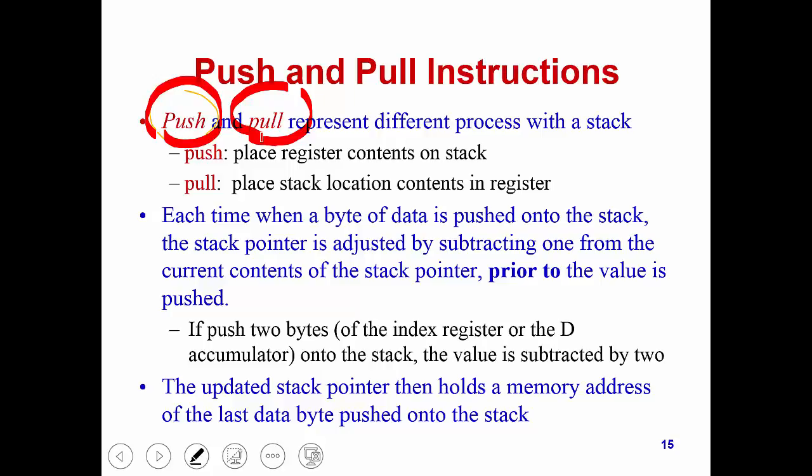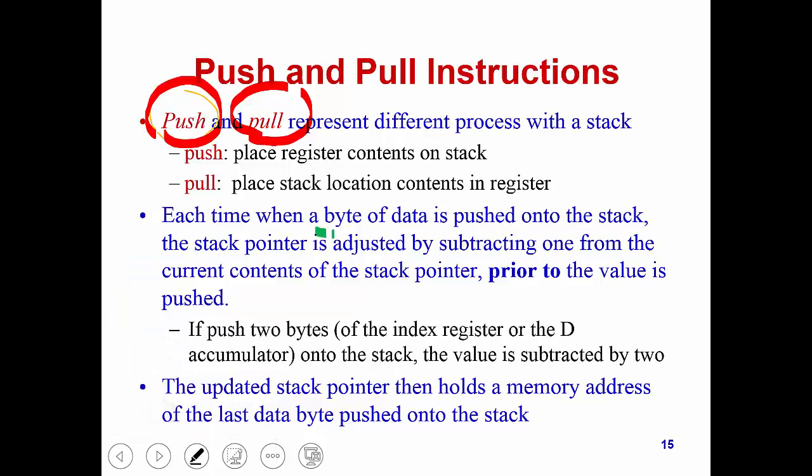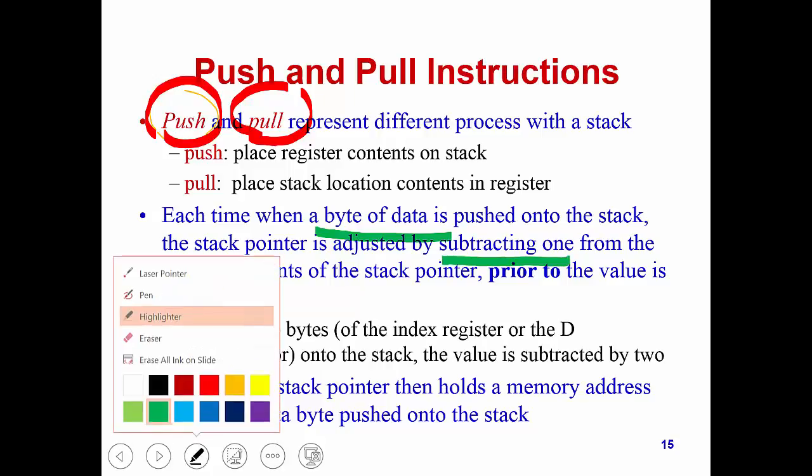Now make sure each time one byte of data is pushed into the stack, the stack pointer has to be changed. The stack pointer is adjusted by subtracting 1 from the current value of the stack pointer. But make sure we adjust the value of the stack pointer before the value is pushed. In other words, we adjust the address first, then we push the value. So this is very important. Highlight this.